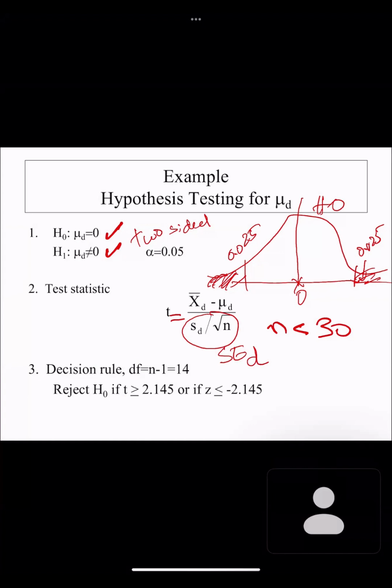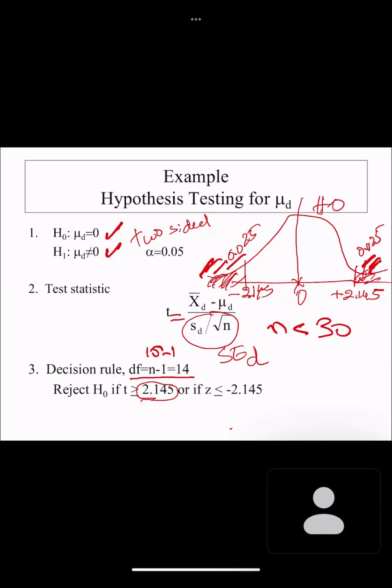So the decision rule, because it's T, is associated with n minus 1 degrees of freedom. So therefore 15 minus 1. I have to look into the T table, and the T at 5% two-sided is 2.145. So I would reject if the value of the test is minus 2.145 or plus 2.145. So any value of the test that falls either here or here is to reject.